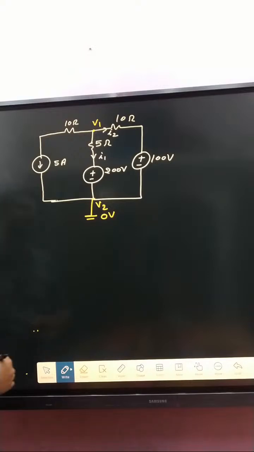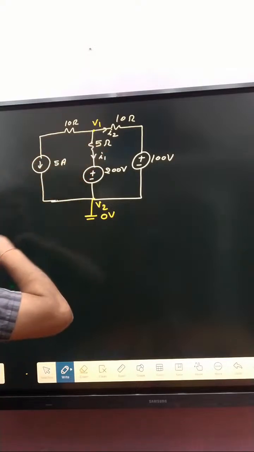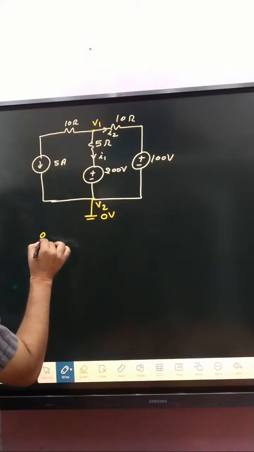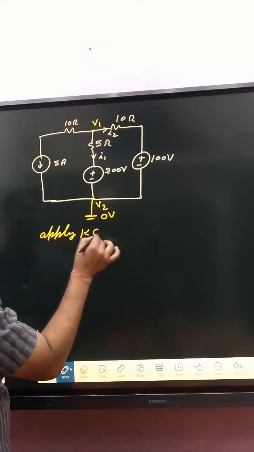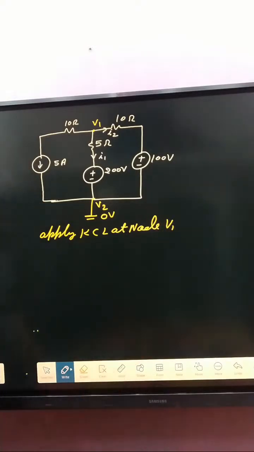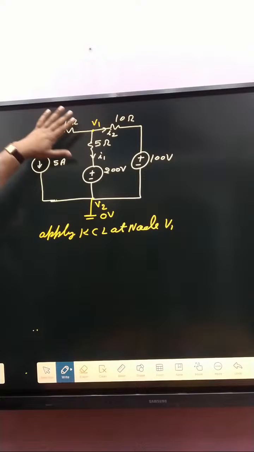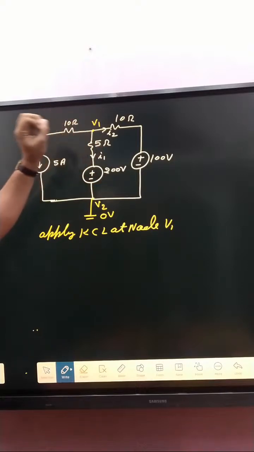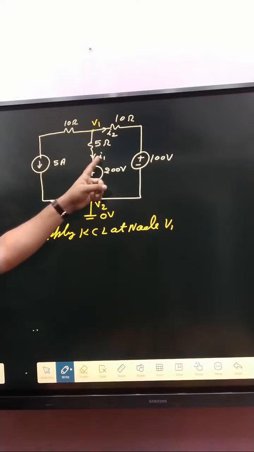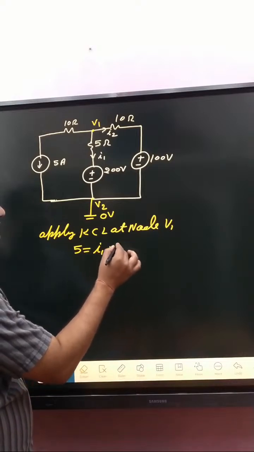After that, apply KCL at the node. If you apply KCL at node V1, then what about V1? Simply, if you apply KCL at that node, there is no incoming current at that node, all currents are outgoing currents. Here 5 ampere, I1 and I2. So write here 5 ampere is equal to I1 plus I2.